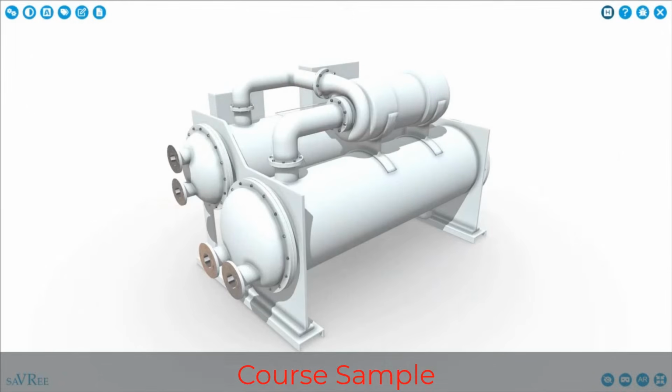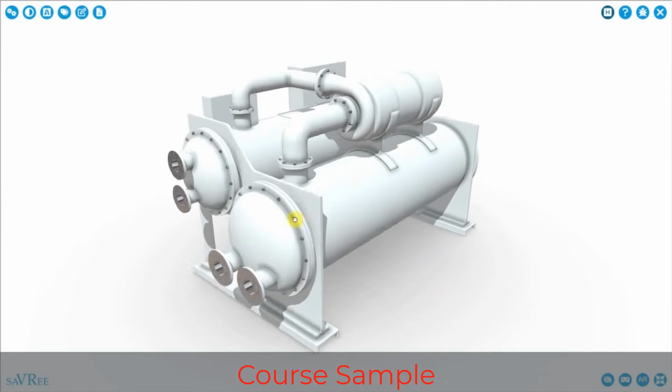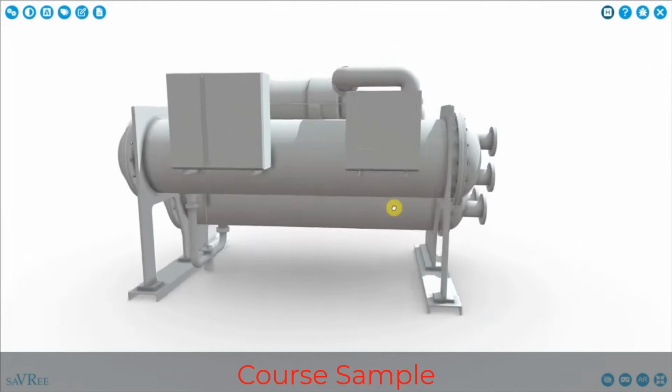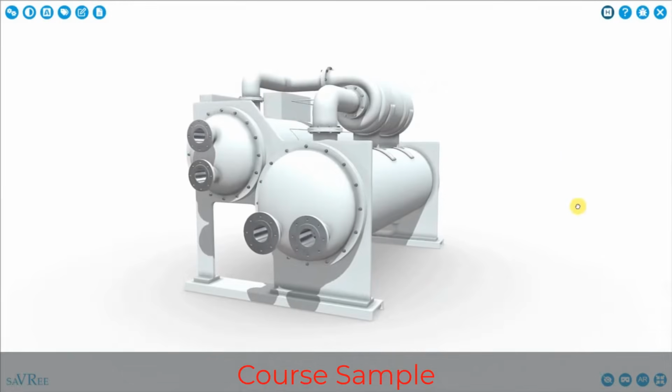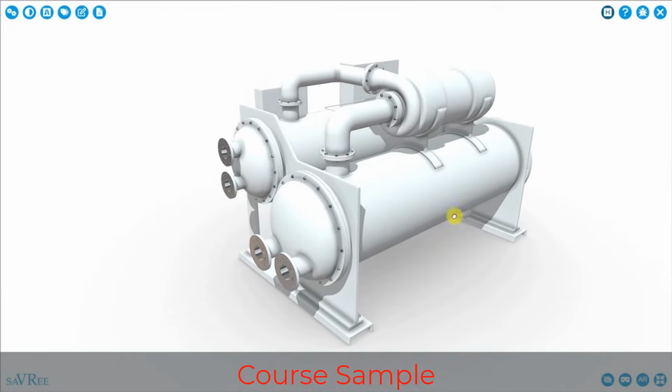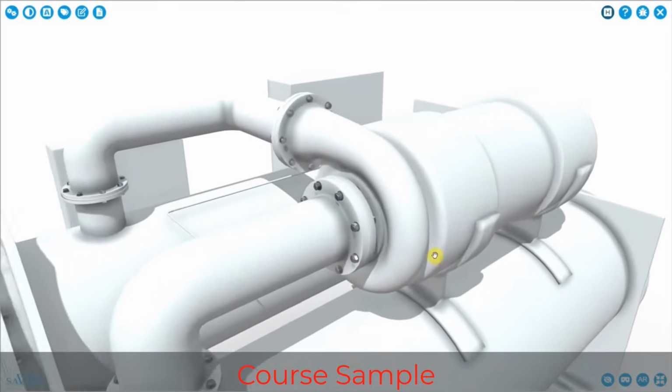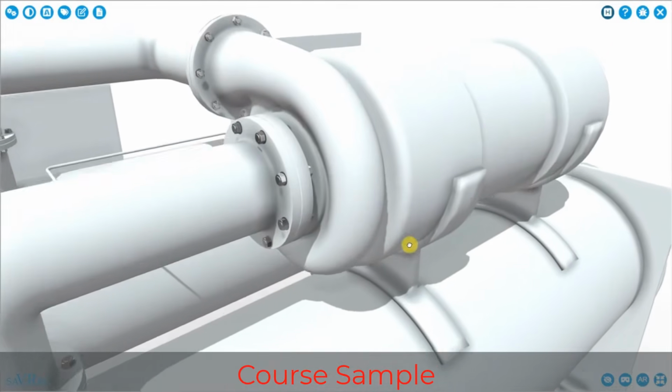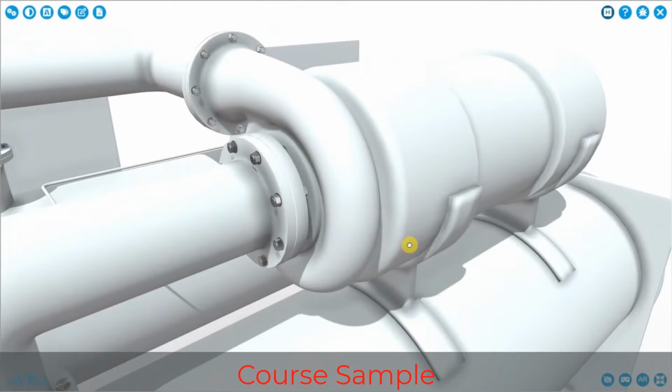Let's now take a look at a real-life example of an industrial chiller. Here is our industrial chiller. This is quite a standard design. Quite a lot of industrial chillers look like this one. We have a compressor on the top. This particular design is a centrifugal compressor.